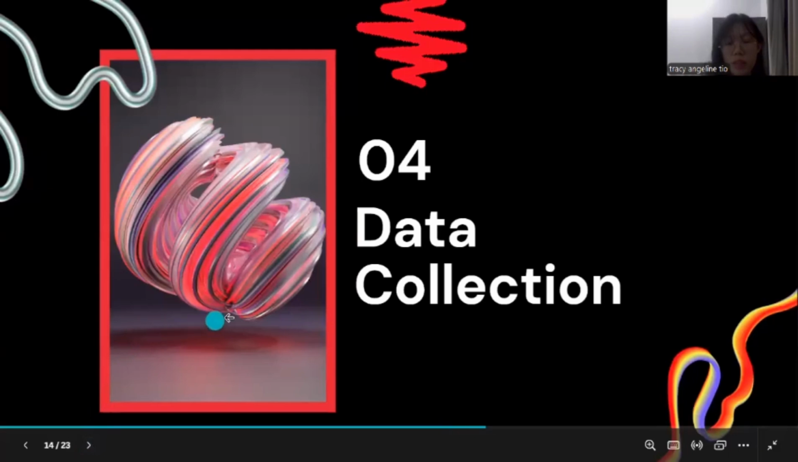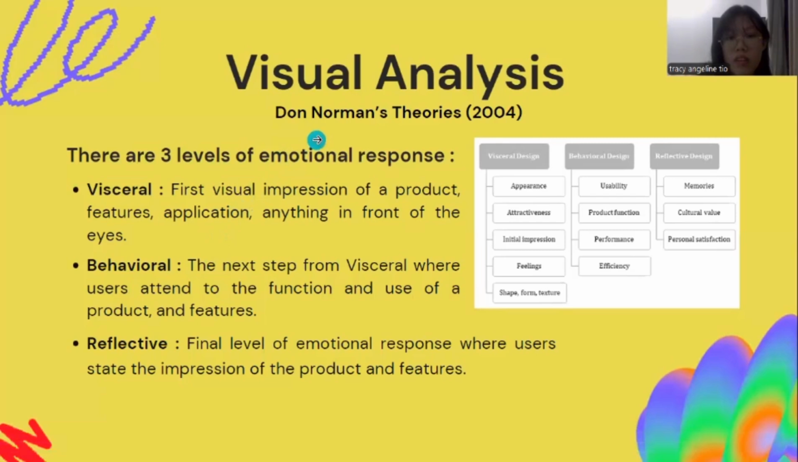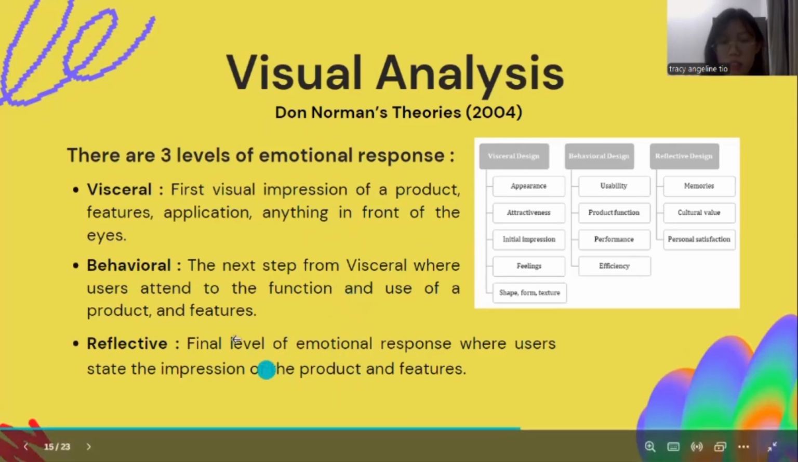Now is the last part, which is data collection. Before I begin to analyze the Wrapped and Discover Music features, I need some understanding of Don Norman's theories first. From these theories, there are three levels of emotional response. The first one is visceral, which is all about the impression, the appearance, anything in front of the eyes. The second one is behavioral. It refers to the function and use of a product and feature. The third one is reflective, which is where users form their impression of the product.